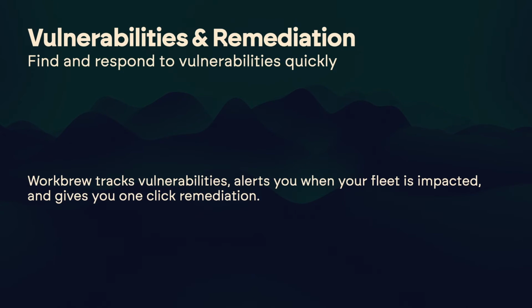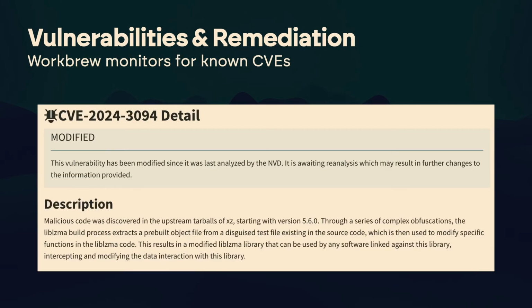Up next is vulnerabilities and remediation. We need to know when there's a vulnerability, and we need to do something about it if there's a problem. So the first thing we need to do is ingest CVEs. We need to know that there are problems. Here's an example of a CVE. This is one I reference a lot, the XZ vulnerability that happened a few months ago.